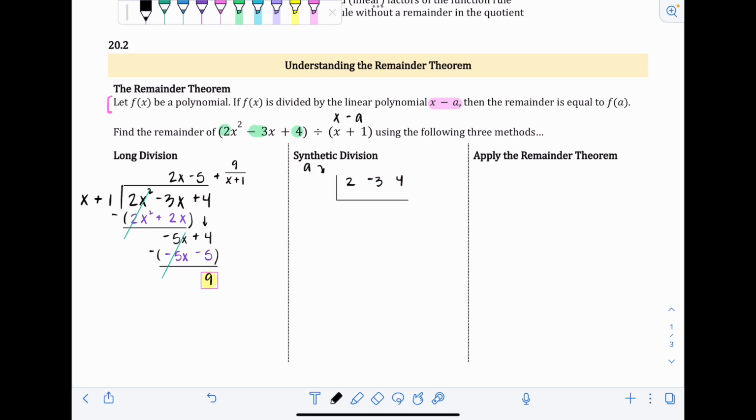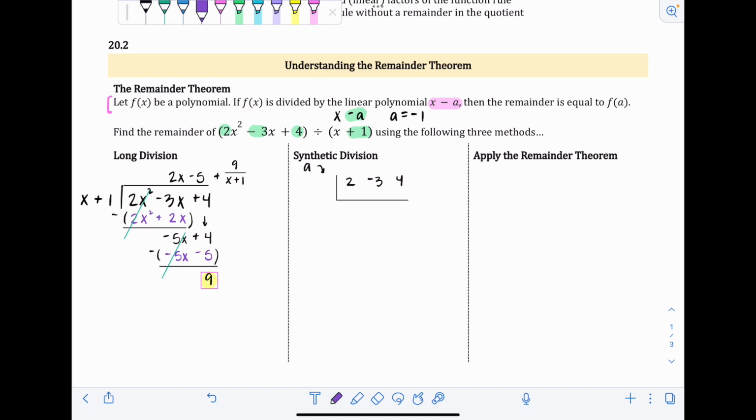If I'm comparing the linear factor that I'm dividing by to x minus a, then since this is plus 1, a would have to be negative 1.